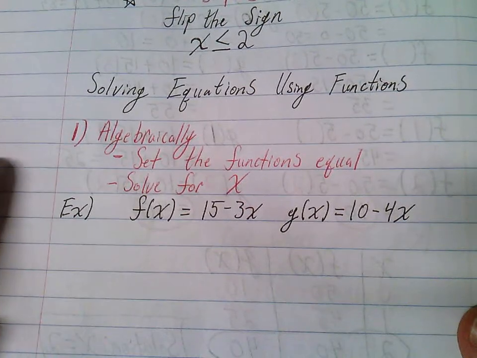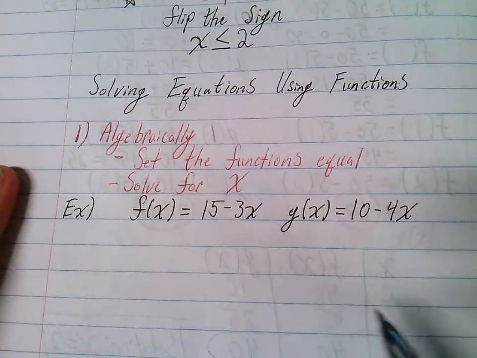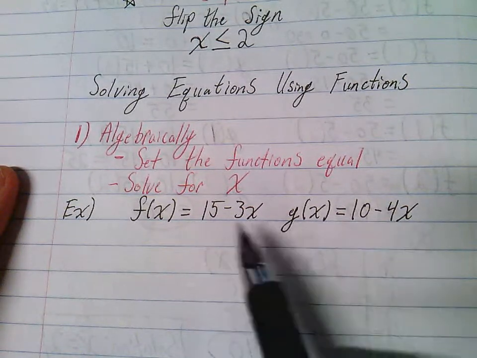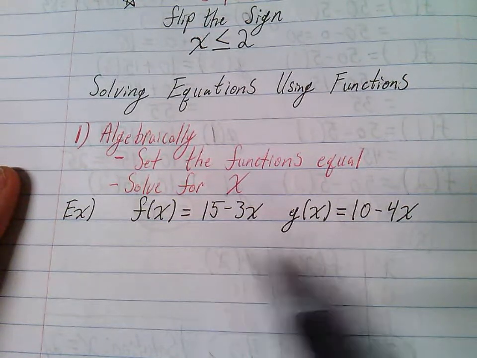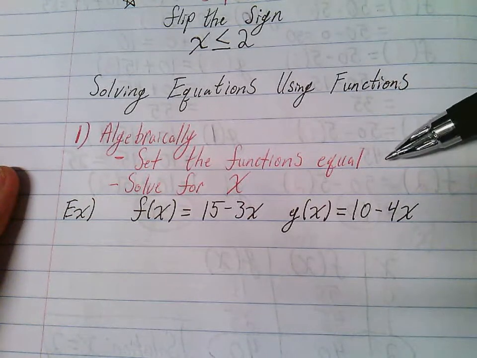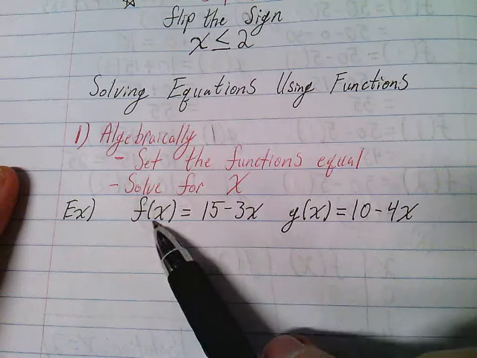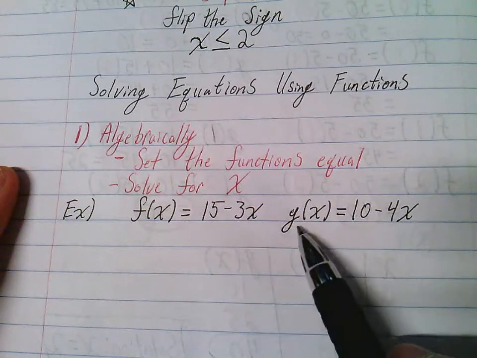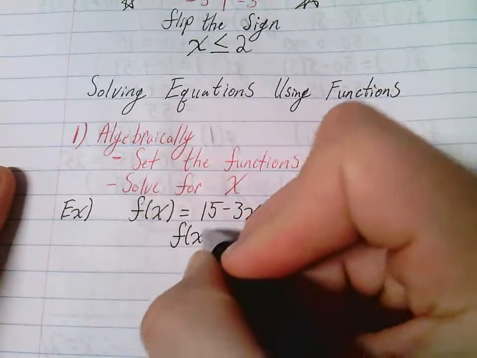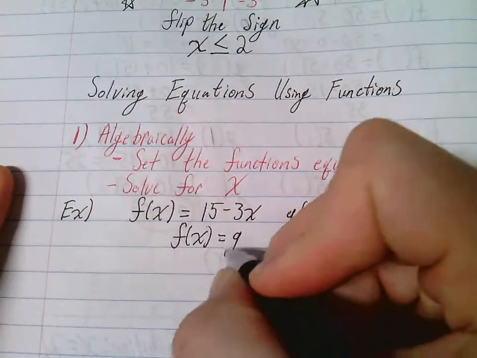So looking at solving these functions, solving the equation for x. If I want to know what x is and I'm given these two functions, I want to set the functions equal to each other and then solve for x. So I'll set f of x equal to g of x. Let's write it out like this: f of x equal to g of x.